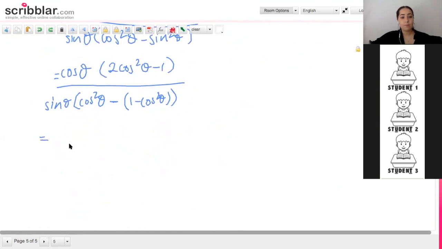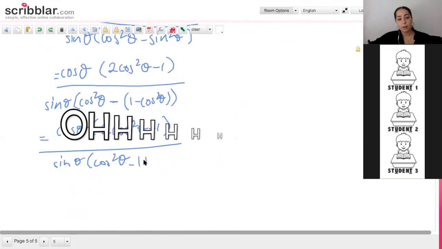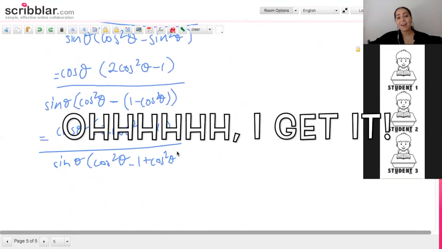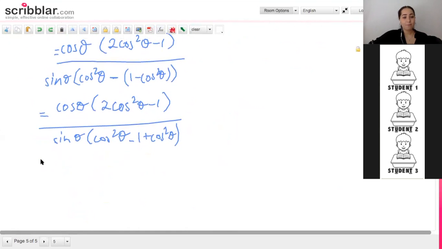And then the top remains the same once again. And then I just simplify the bottom. So cos squared theta, and then I multiply out the bracket, so minus 1. Oh, I get it. Yeah, I think it's going to be 2 cos squared theta minus 1. Yeah, there you go. Oh, that's what I did wrong as well.